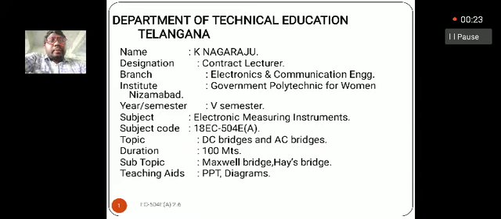Today I am going to explain one of the important topics in AC bridges, that is the Maxwell's bridge, and also a small introduction about the Hales bridge. Generally, in a previous class, we already discussed the Wheatstone bridge. With the help of the Wheatstone bridge, we measure the unknown resistance in bridge circuits. After that, we have one more important bridge circuit, the Maxwell's bridge.